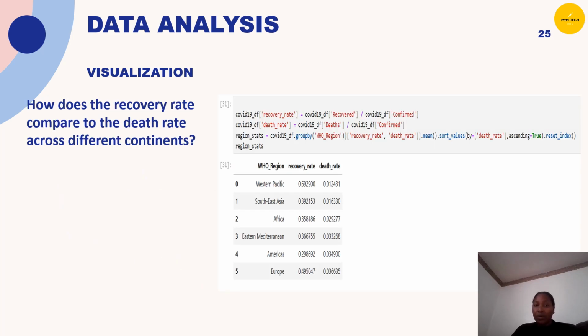How does the recovery rate compare to the death rate across different continents? In this output, we see recovered divided by confirmed cases, which is the recovery rate, and deaths divided by confirmed cases, which gives the death rate. So we compare the death rate with the recovery rate. Western Pacific has the highest recovery rate, and the Americas and Europe have the lowest recovery rate. The Americas has the highest death rate, but also the lowest recovery rate.